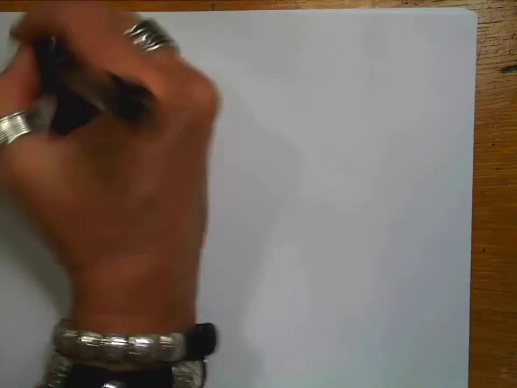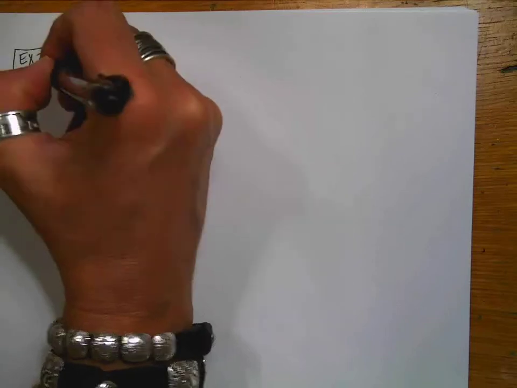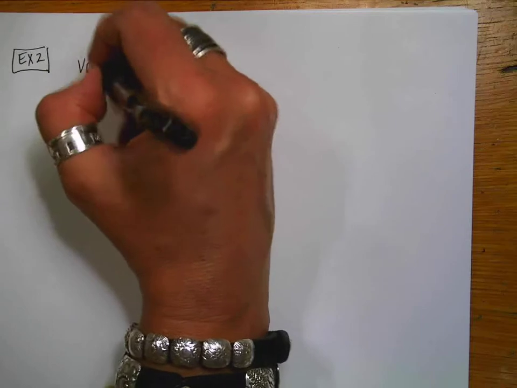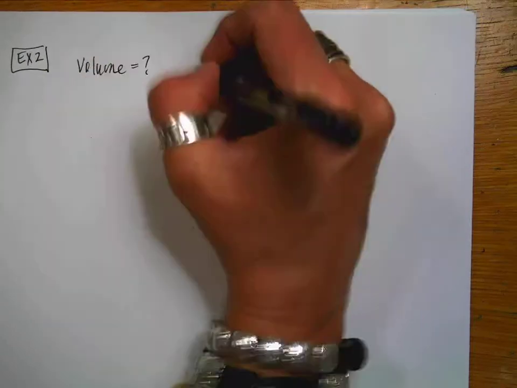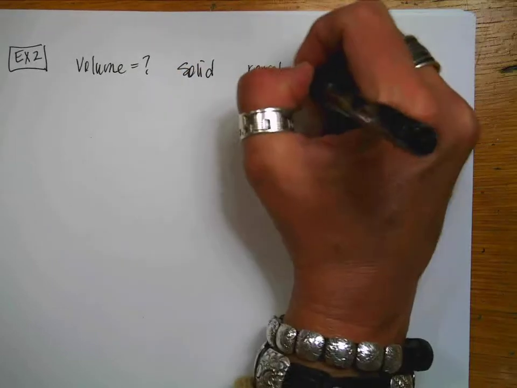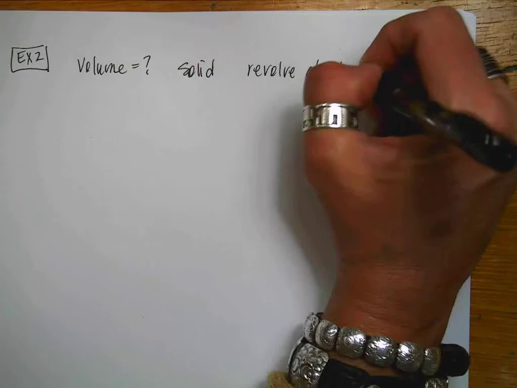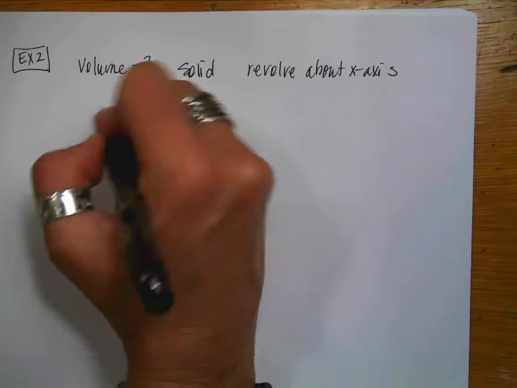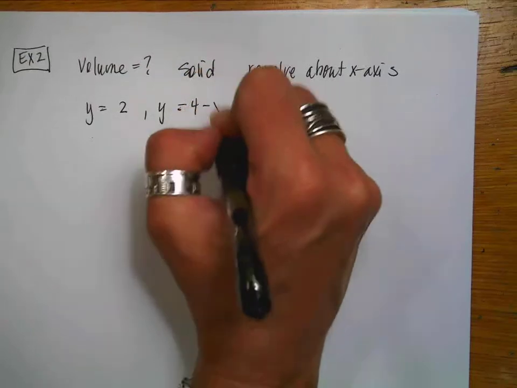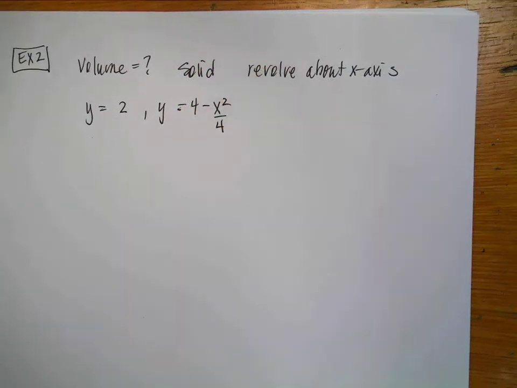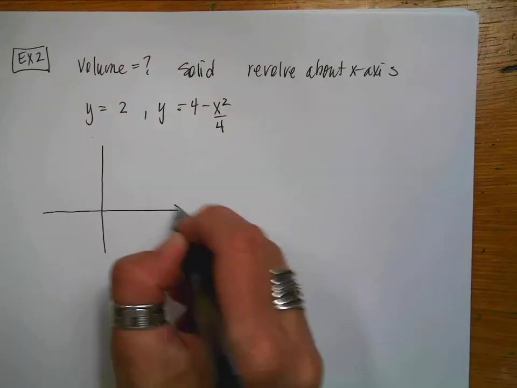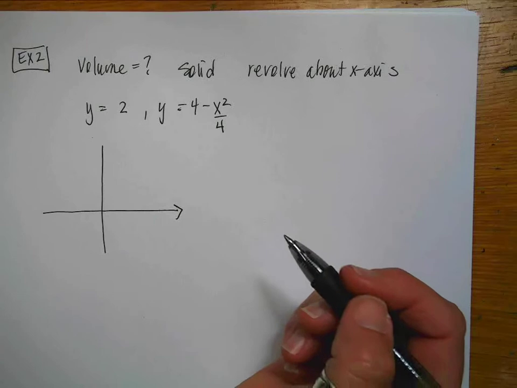So for example number 2, and again I'm going to skip some of the verbiage. We have the volume of a solid, and we're going to revolve about the x-axis. I'm given y is equal to 2 and y is equal to 4 minus x squared over 4. Well, if I graph those, here we go. Alrighty.